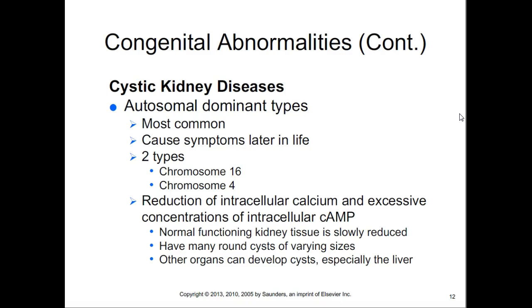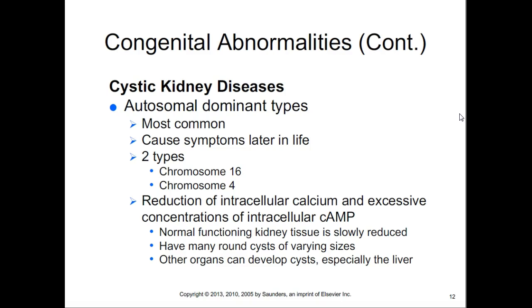The autosomal dominant types, remember, just like I mentioned before, you're going to have a disorder in which the person has lived long enough in order to have children. So you'll see most of these symptoms actually arise the older that somebody gets. There's two types. There's one on chromosome 16 and one on chromosome 4. So eventually what you'll see is reduction of intracellular calcium, excessive concentrations of intracellular cyclic AMP. So the normal function of the kidney, yes, these kidneys can function normally, but is slowly reduced throughout life.